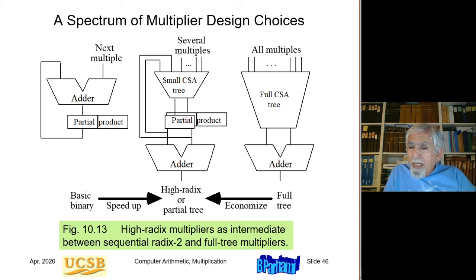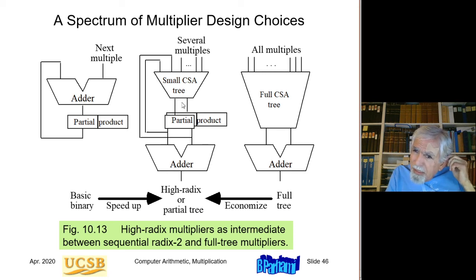Okay, so this diagram basically shows what we have done so far on the left side. We took a regular binary multiplier that consisted of just an adder. The next multiple would be fed into the adder. The partial product is formed. So this partial product, if it's just in standard binary format, this adder has a high latency. If I use carry save partial product, then this adder will be a carry save adder in every cycle except for the last one.